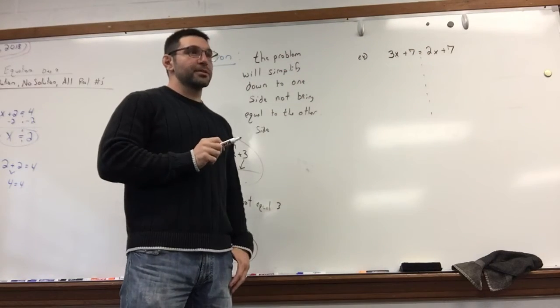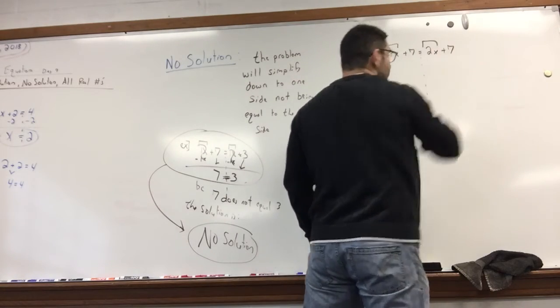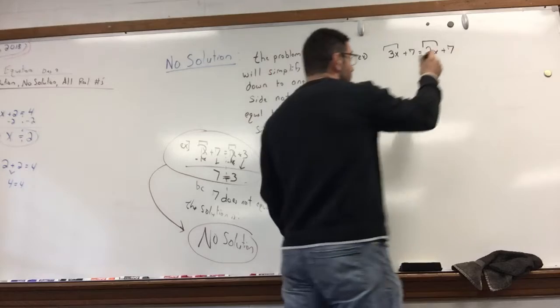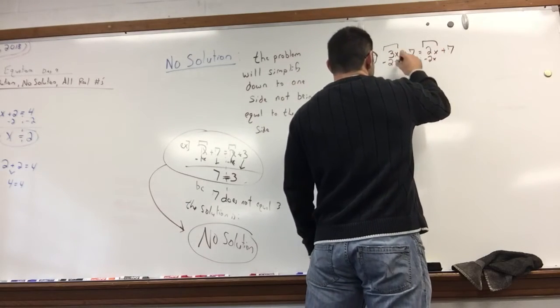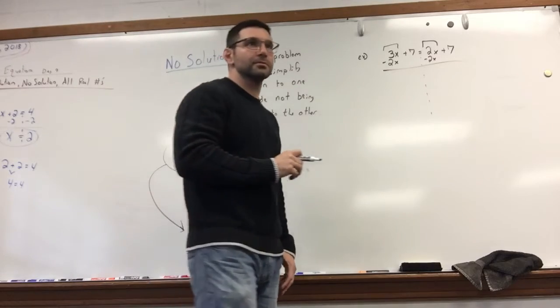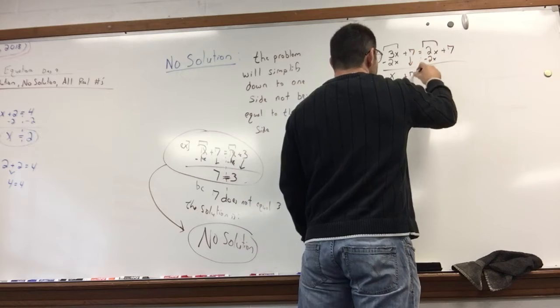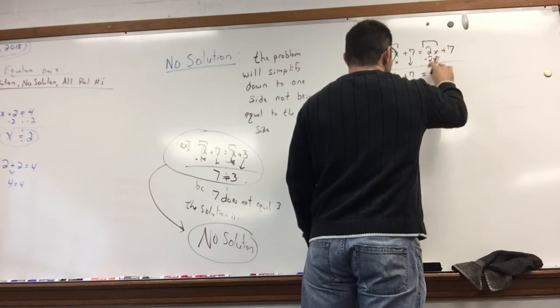Which variable is smaller, 3x or 2x? 2x. So there's my variables. I'm going to move the 2x and combine it. Subtract 2x from both sides, right? Yeah. So that gives me 1x. Plus 7 drops down. Plus 7 drops down, right?